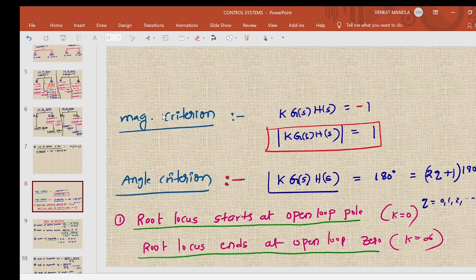90 degrees. Here we are drawing root locus. Root locus means we are drawing the gain. We are varying the gain K from 0 to infinity. That is, when K equals 0, the root locus starts at open loop pole, and when K equals infinity, the root locus ends at open loop zero. So when K equals 0, the path starts at open loop pole. When K equals infinity, the path ends at open loop zero.